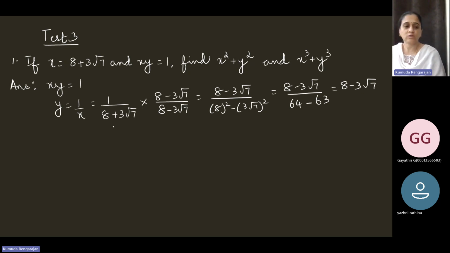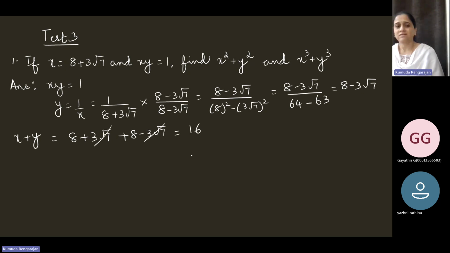Next, we need to find the value of x plus y. X is 8 plus 3 root 7, plus y, 8 minus 3 root 7. So x plus y is equal to 16. Okay, that's it. Now square this on both the sides to find the value of x squared plus y squared.